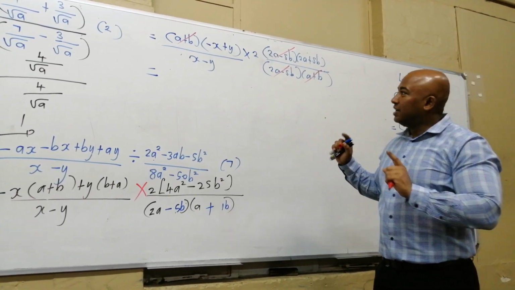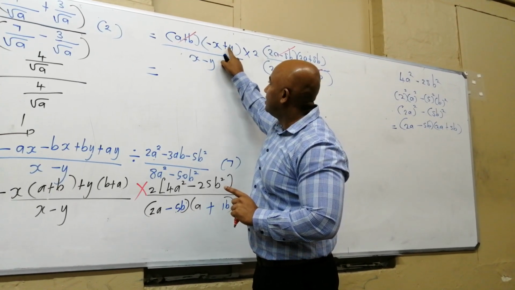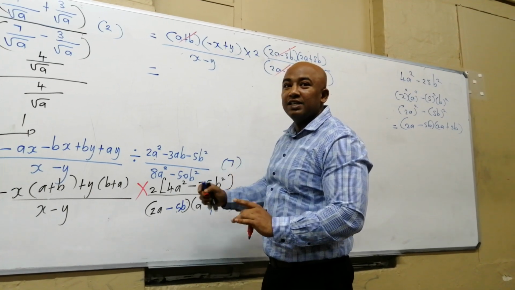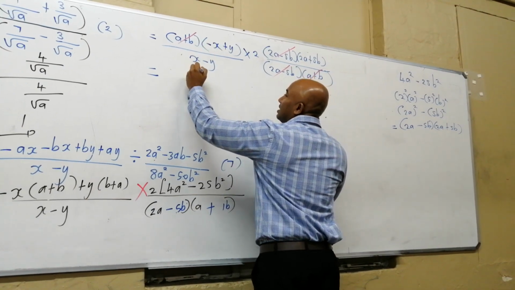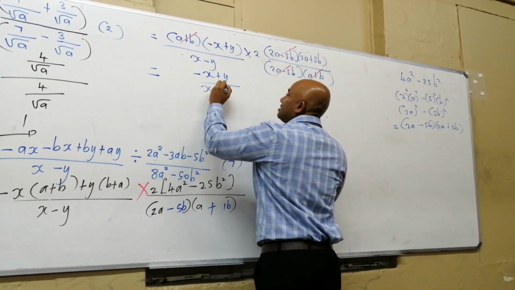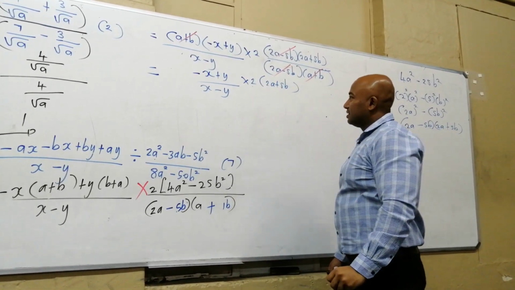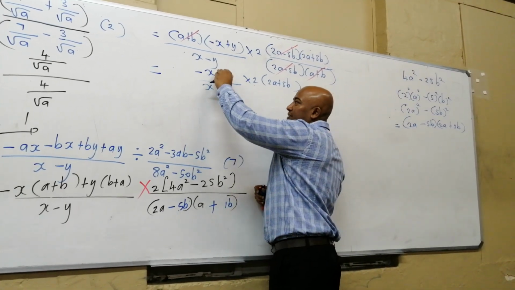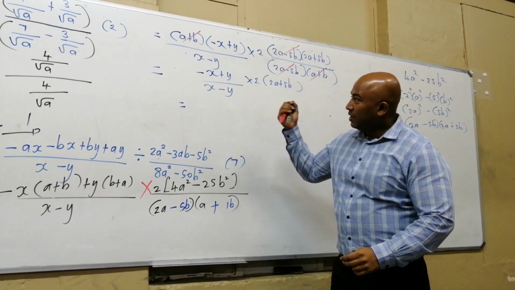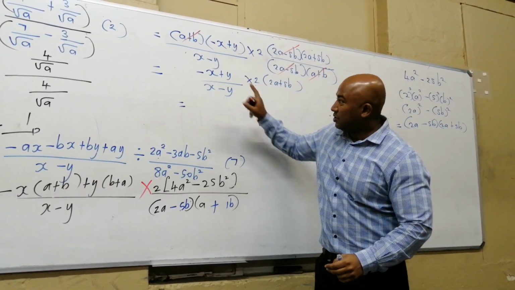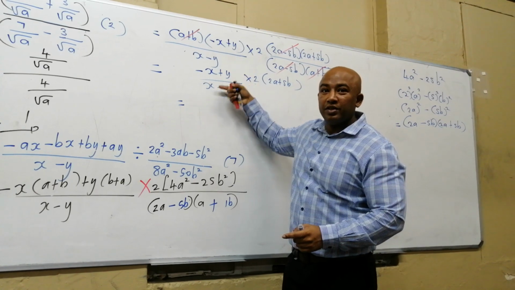Okay, but there's something. If you look at these two factors over here, the only difference between them is the signs. Okay, so what remains? Let me show you what remains. What we have here is minus x plus y over x minus y times 2 times 2a plus 5b. Okay, so what can we do here? All you do is take out negative 1 as a common factor from these two terms here, or take out negative 1 from the denominator if you want to. You have a choice, it's up to you.